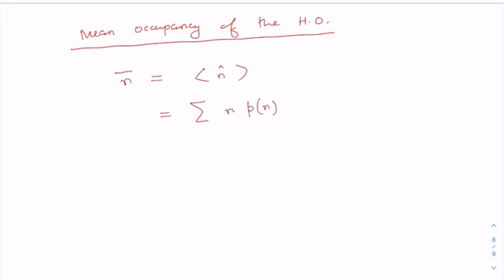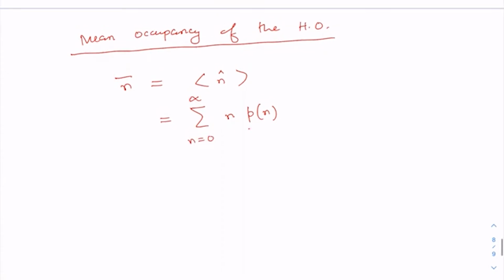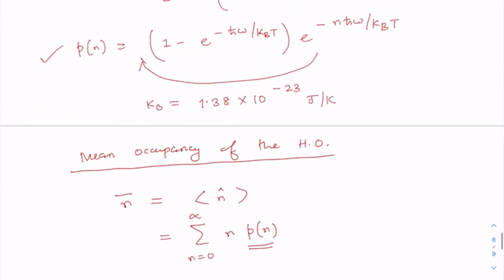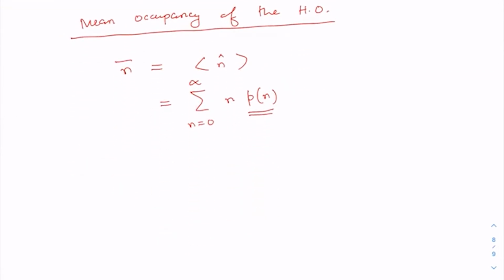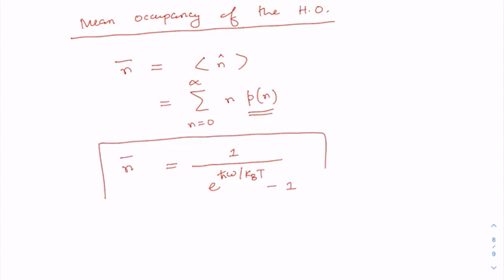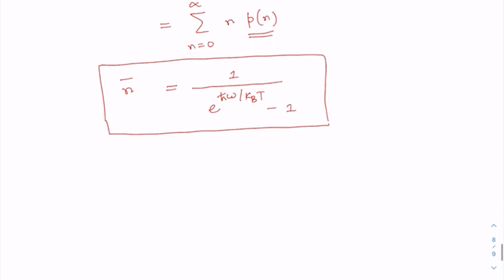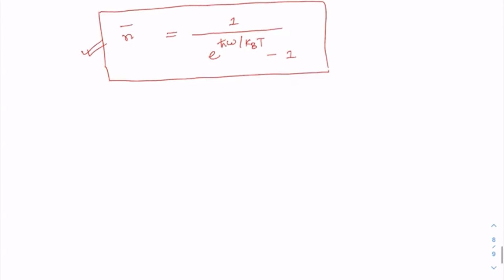I'm just leaving it as an exercise to you, you can very quickly do it. You know, the Pn expression is already there with you. You just have to expand it. Then please show that the expression that you are going to get is 1 divided by e to the power h cross omega by kBT minus 1. And this is a very useful expression, and this is one of the quantities by which I can actually tell whether a system is quantum or not, to characterize the system.